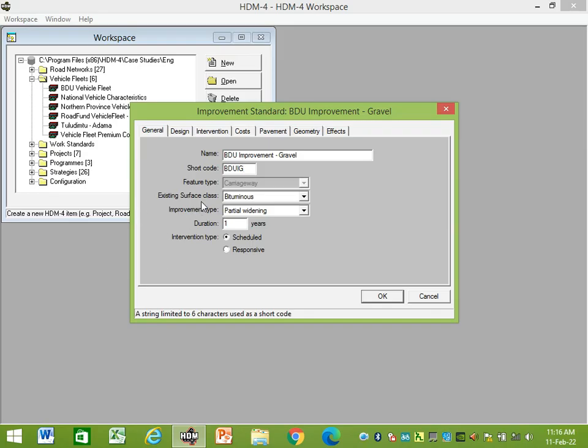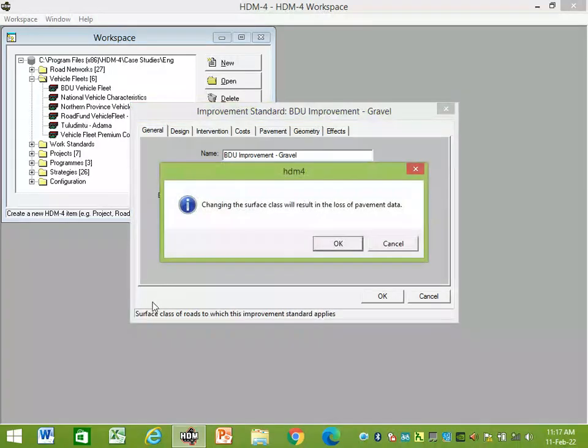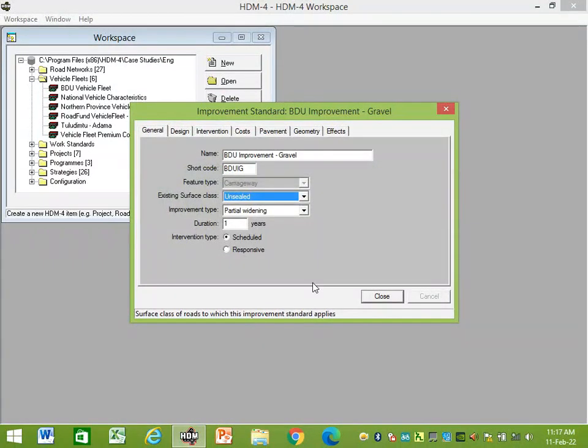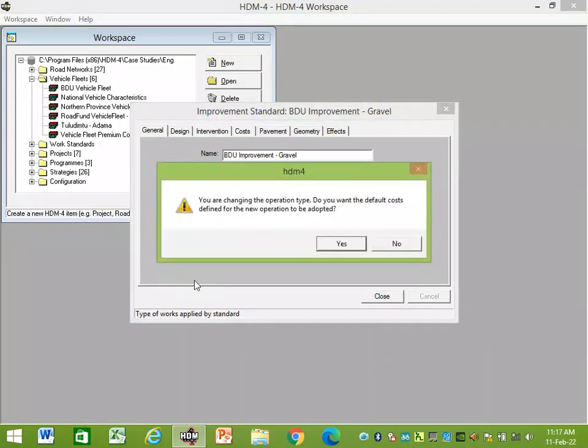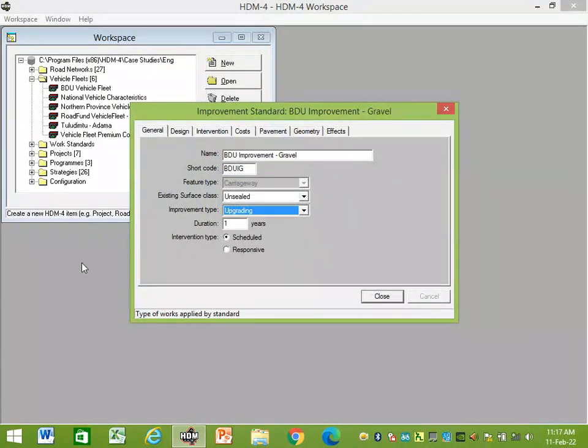Okay, improvement now. Existing surface class. At the moment, it's a gravel road. It's not bituminous, it's gravel. So you have to change it to unsealed. Okay? Improvement type, upgrading. You are changing a gravel road to surfacing. How long does it take? On the average, let's take as 3 years. So it will be given to many contractors all over the country. Let's assume it takes 3 years.